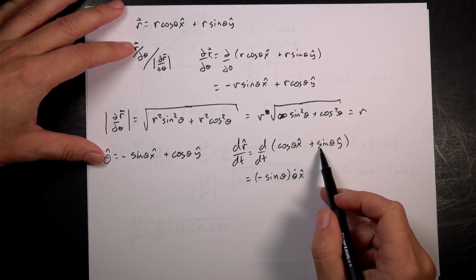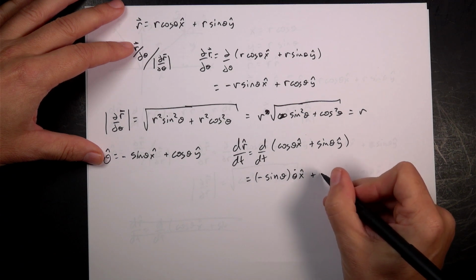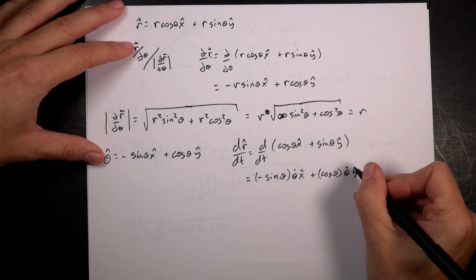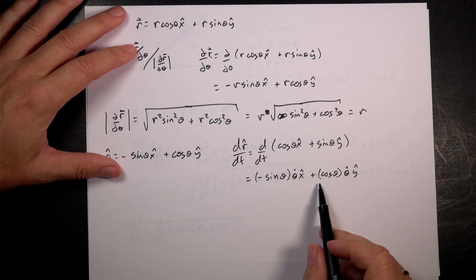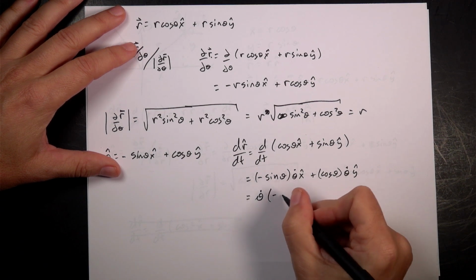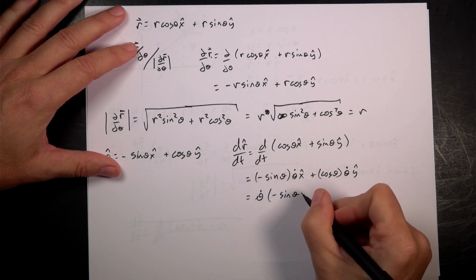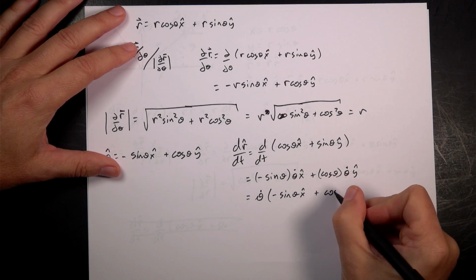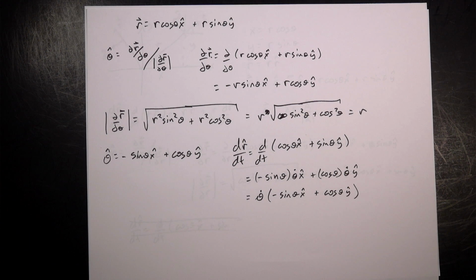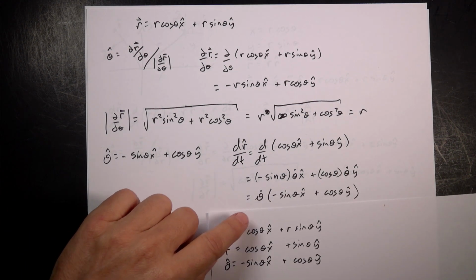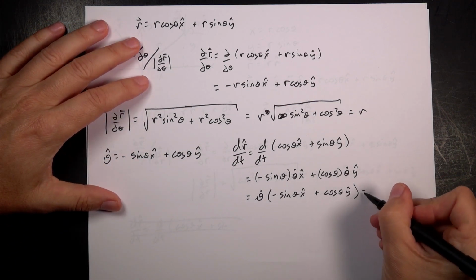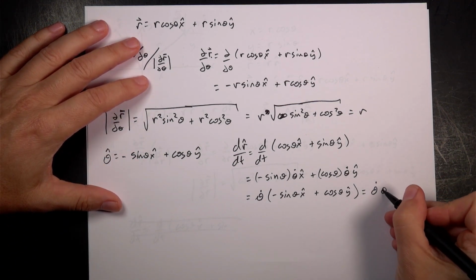Now I need to take the derivative of sine theta. I get cosine theta times theta dot y hat. Now let's factor out the theta dot, and I get theta dot times negative sine theta x hat plus cosine theta y hat. And by golly gee, look at that. So this is equal to theta dot theta hat.